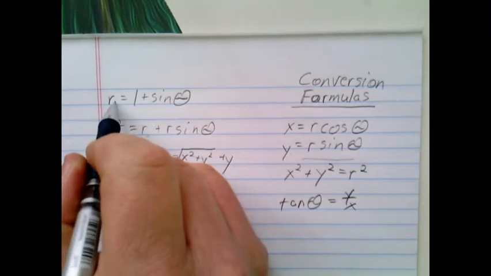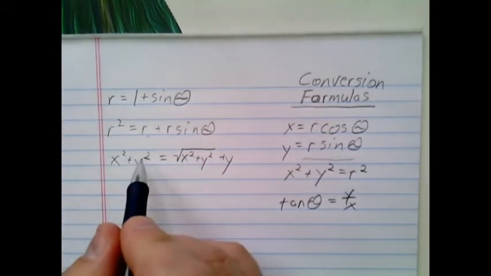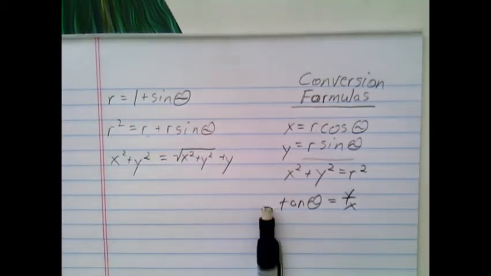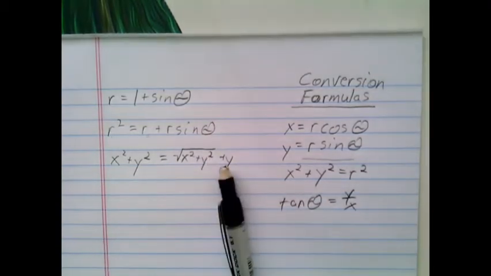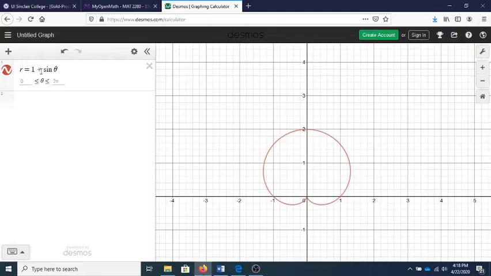Alright, so that's the polar form of the equation. This is the rectangular form. So if I type that into Desmos, I should get that same cardioid curve. Let's check and see if that works.